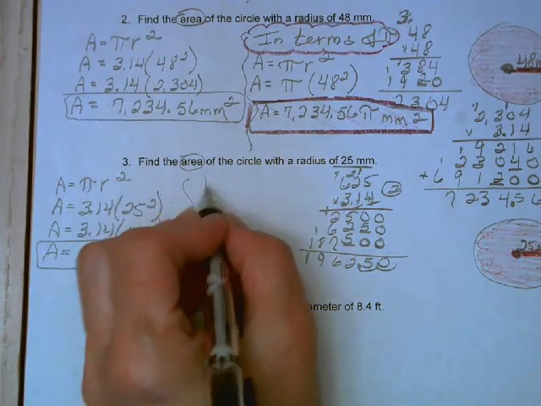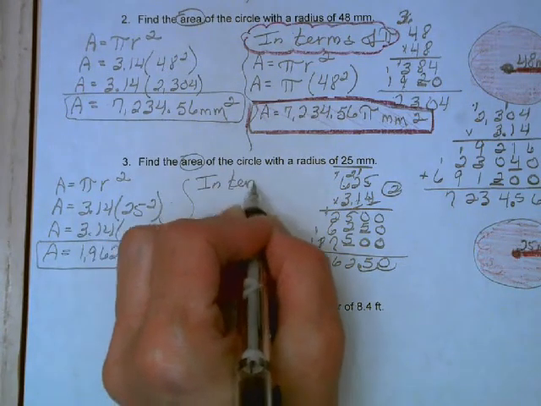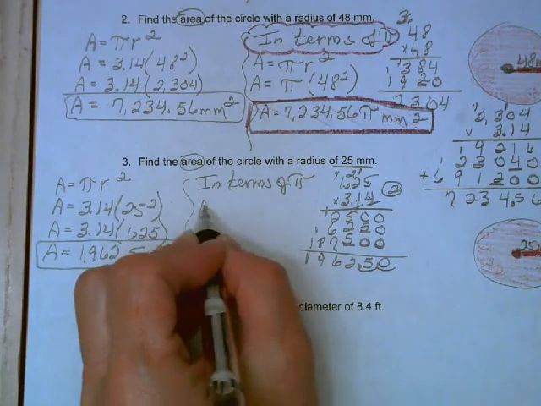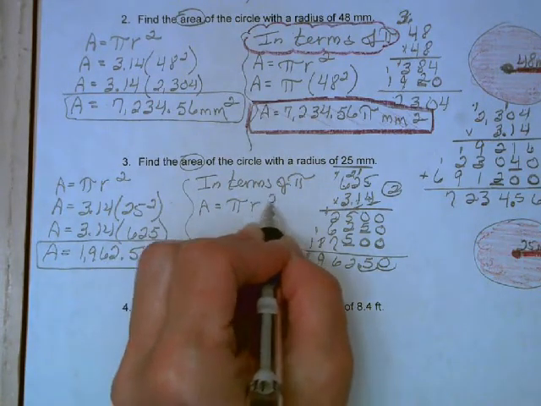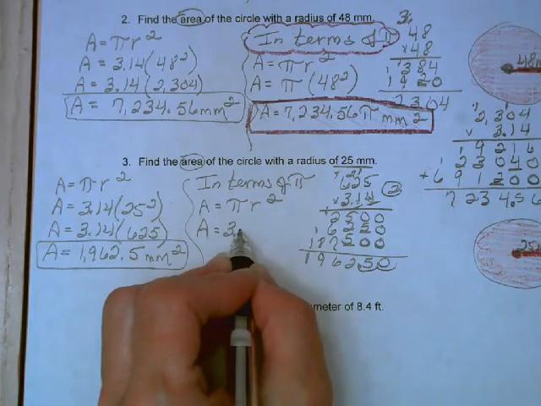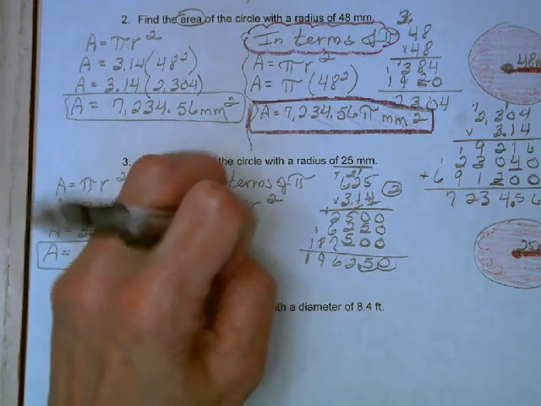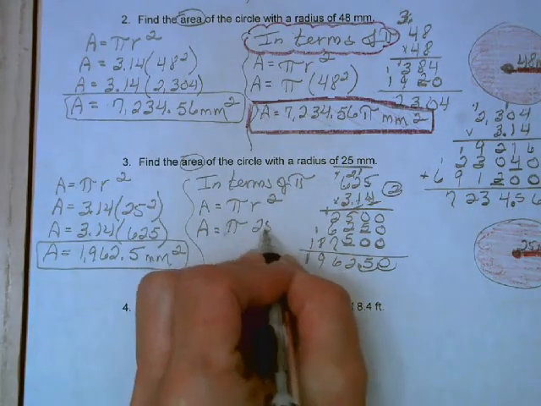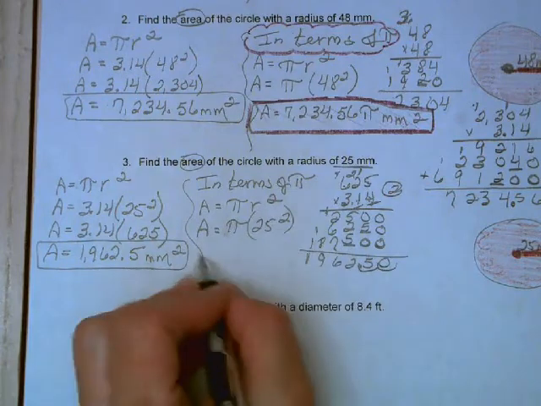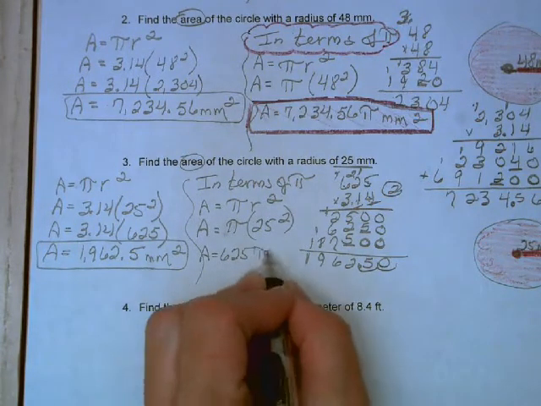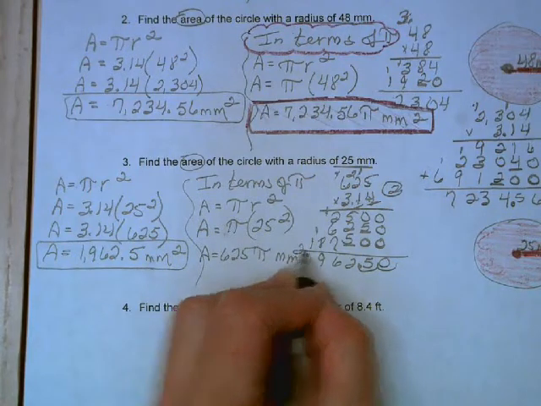Again, in terms of pi, area equals pi radius squared. Area equals 3. I'm lying. Area equals pi times 25 squared. Area equals 625 pi millimeters squared.